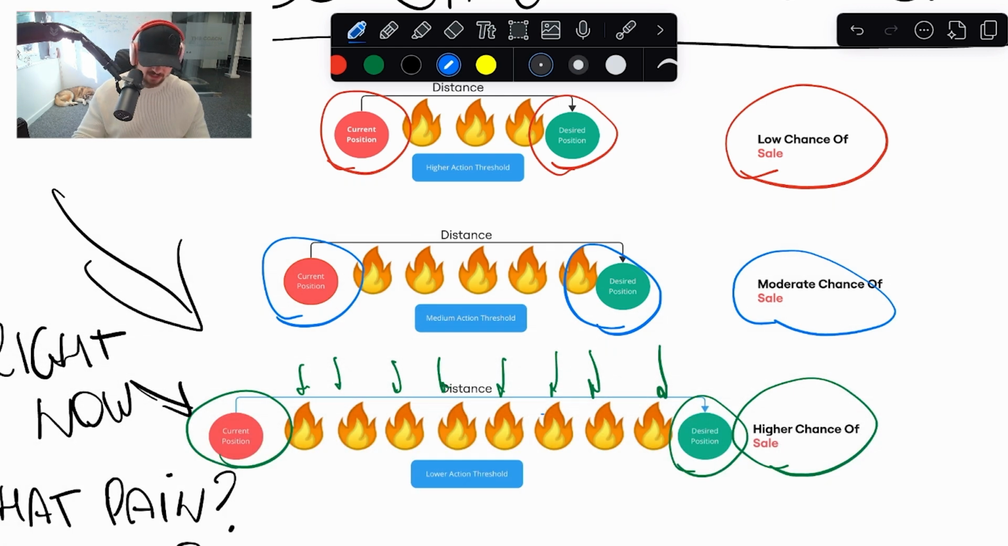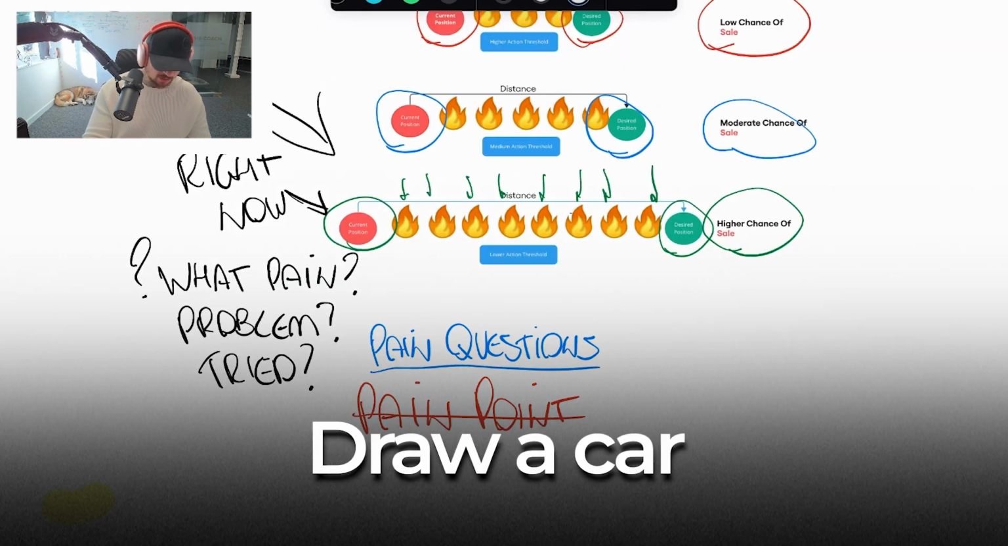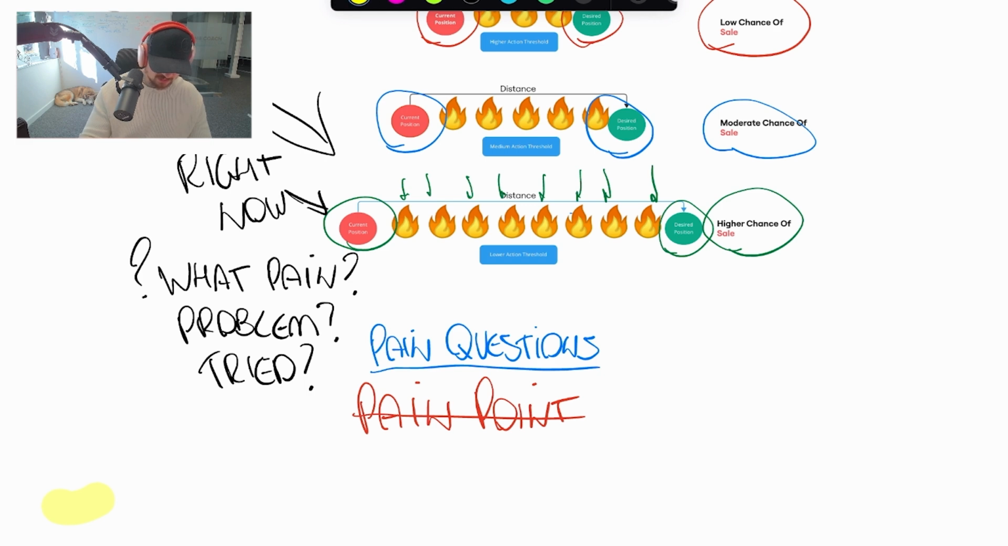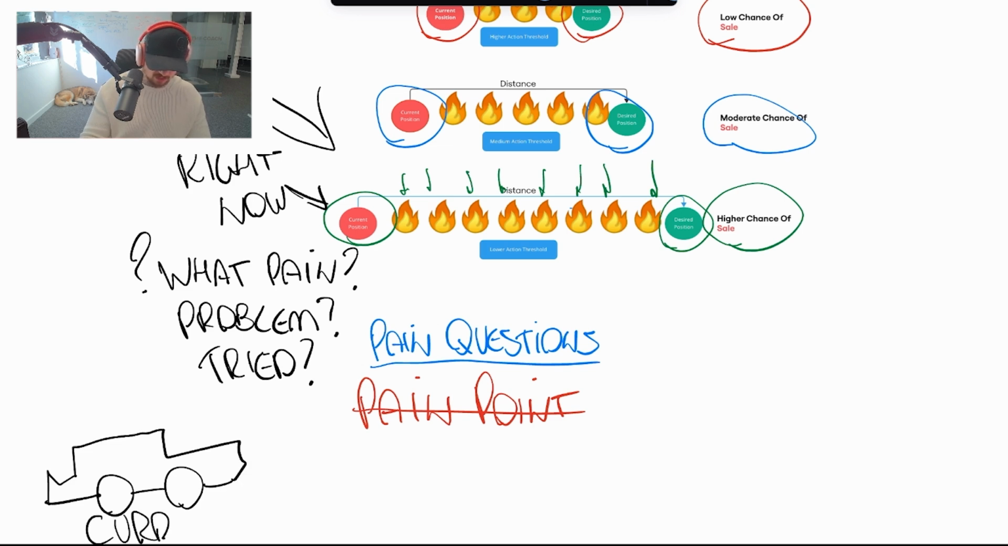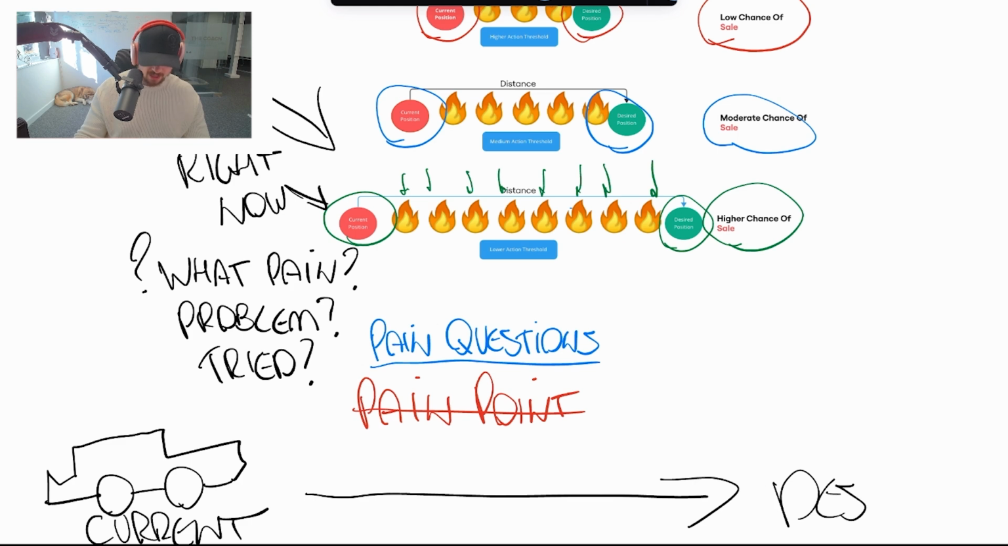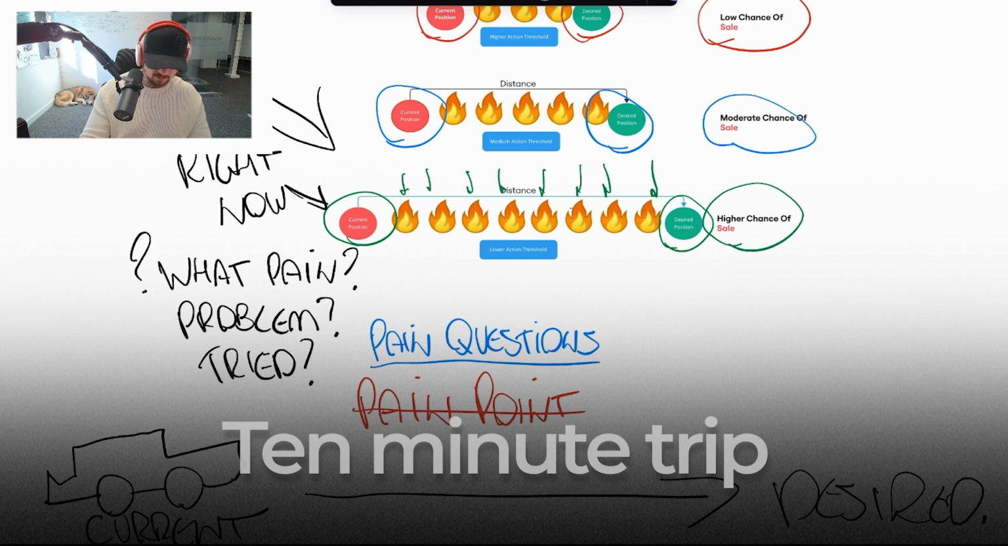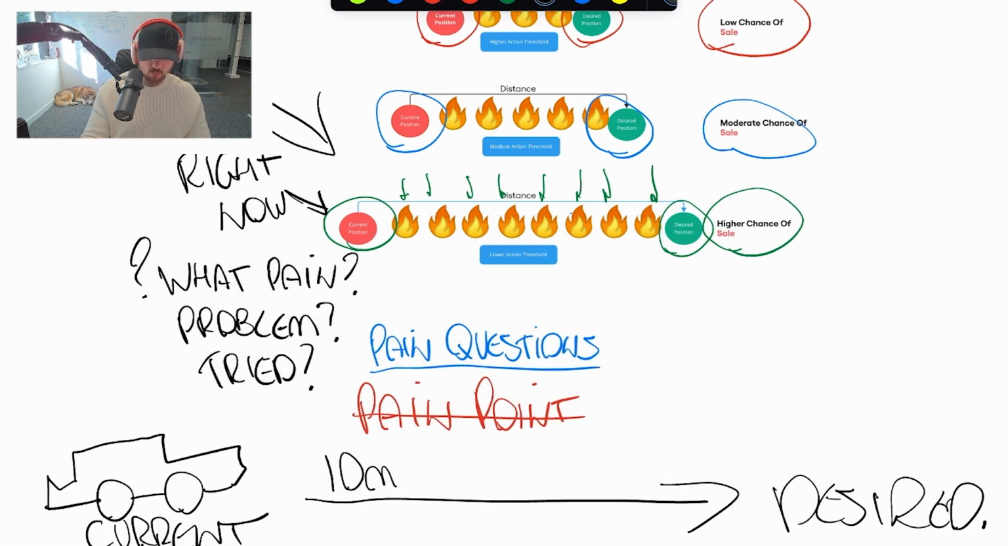So let's just say, for example, I'm going to attempt to draw a car, but when we're basically coming on here, let's just say that we've got a car down at the bottom, wheel up, across, there we are. So this is basically current, right? And then we've got to go through a distance to get to, obviously, desired, right? Let's just say, for example, it's a 10-minute trip, right? Someone might turn around and go, oh, I can walk that.